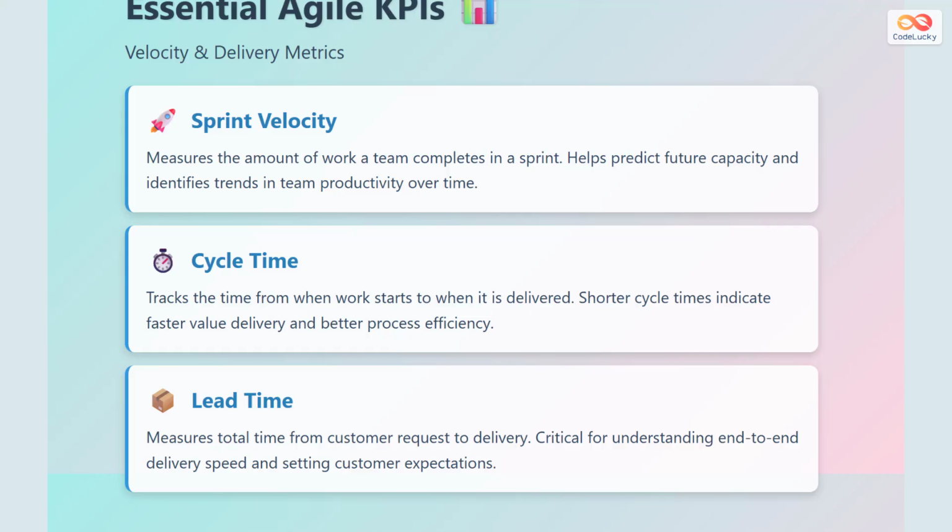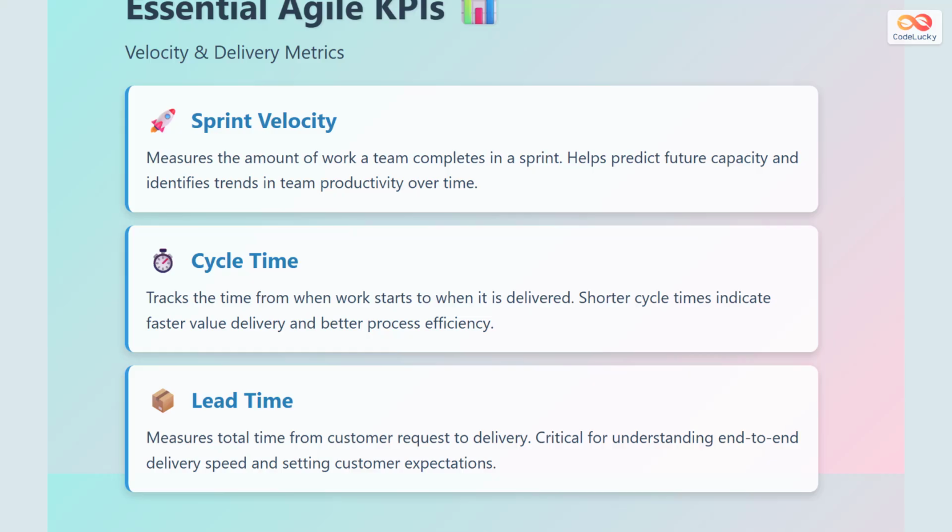Cycle time tracks the duration from when work actually starts on a task to when it's delivered. Shorter cycle times indicate faster value delivery and better process efficiency. This metric helps identify bottlenecks in your workflow and opportunities for improvement.